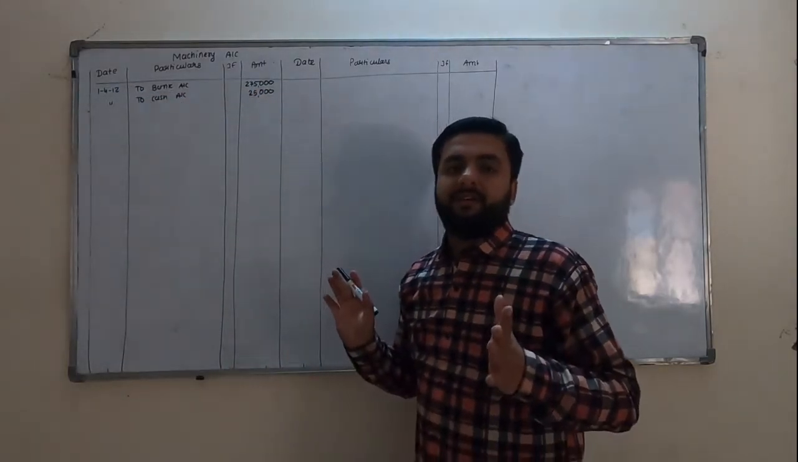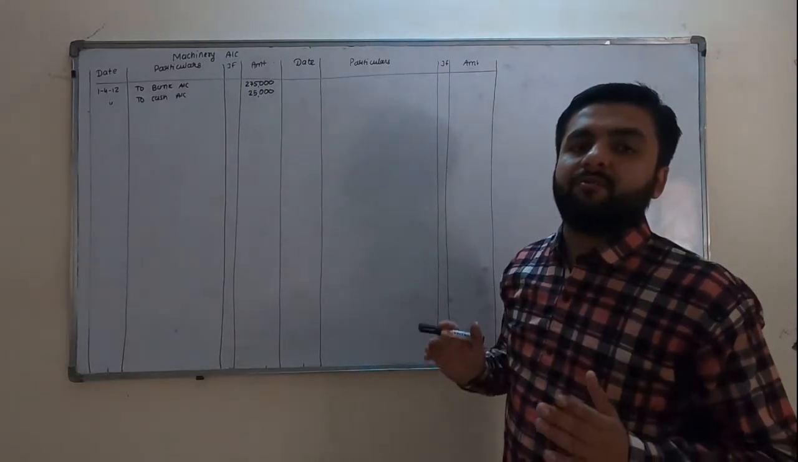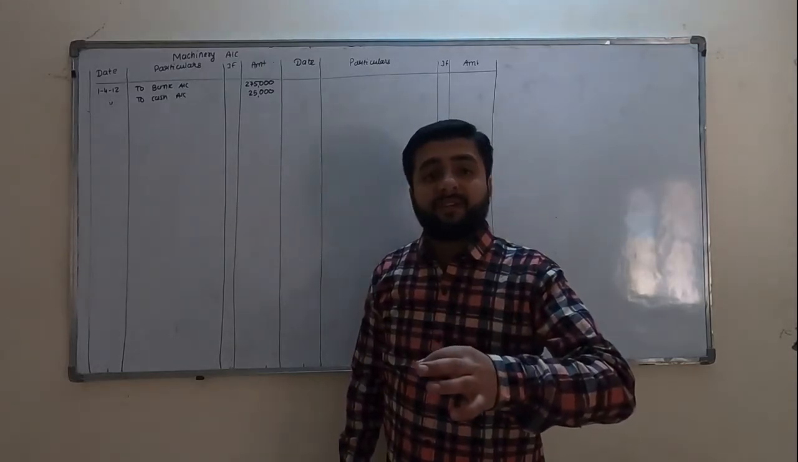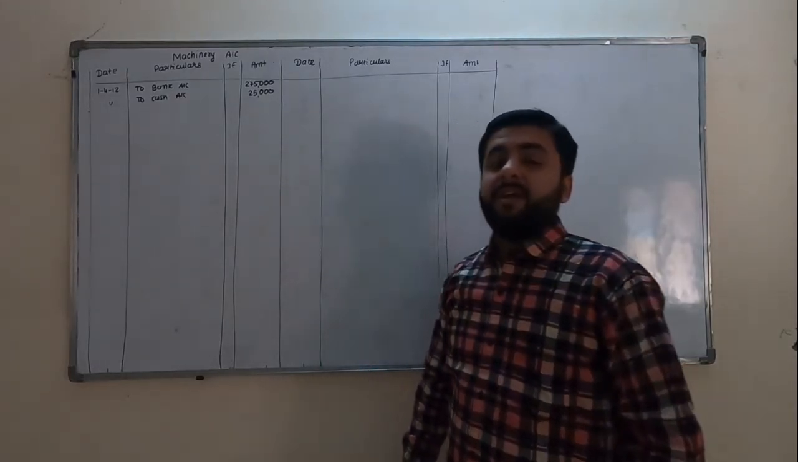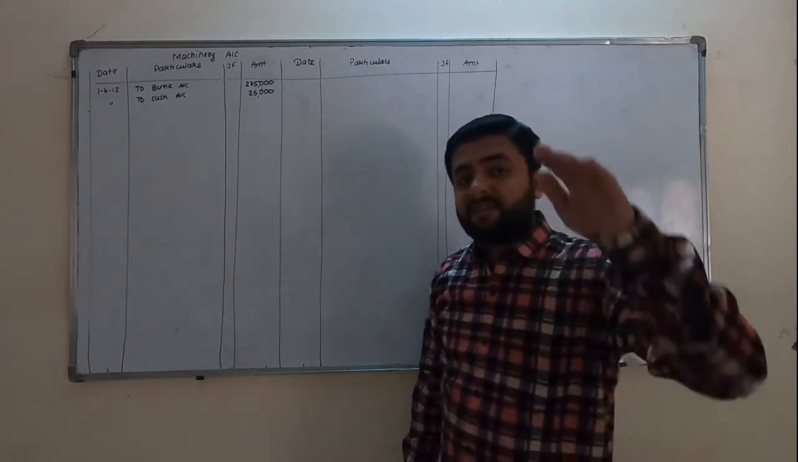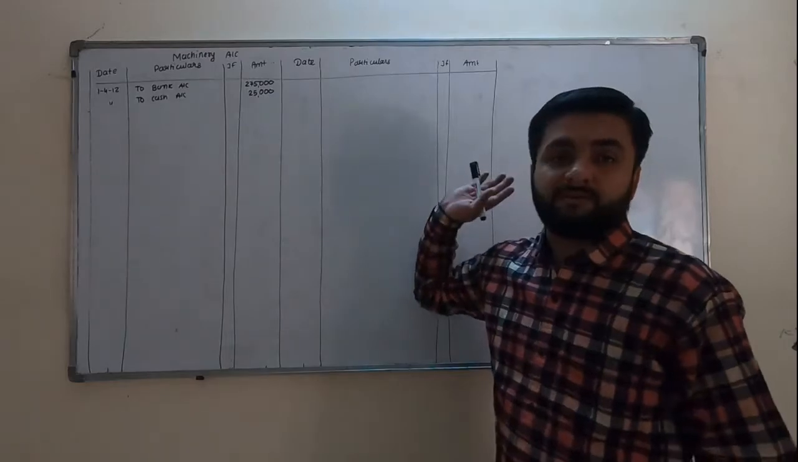Or else you read the journal entry: machinery debit to bank and to cash. So on the debit side of machinery, to bank and to cash. So we should know, even without the journal entry, which journal entry it is. Now the next thing is to charge the depreciation. Due to depreciation its value is decreasing, so value is going out, so credit side.